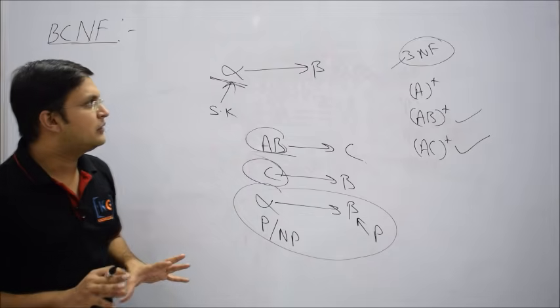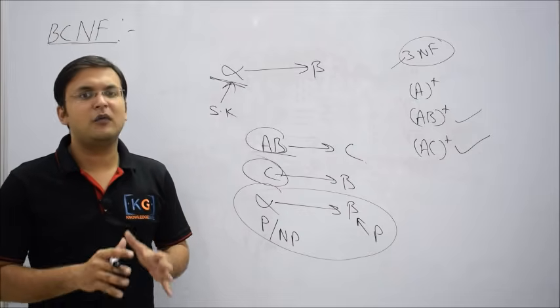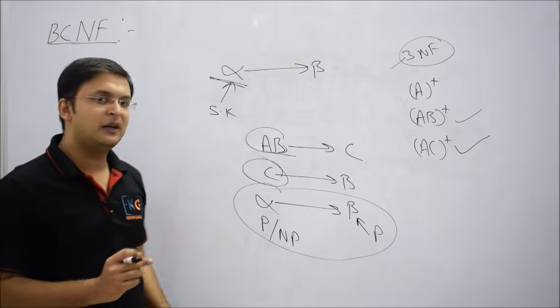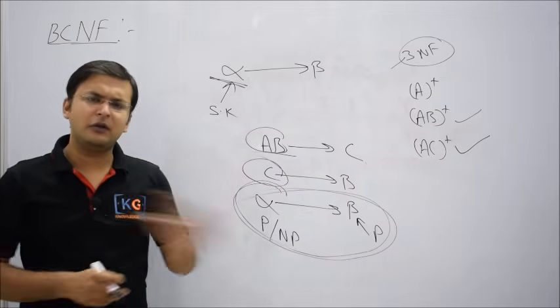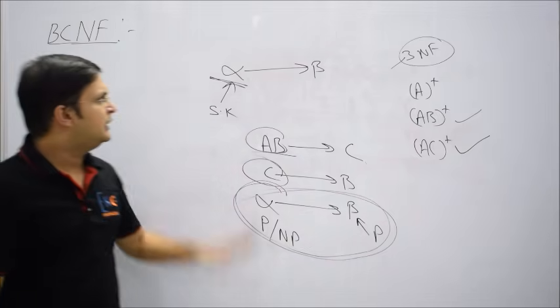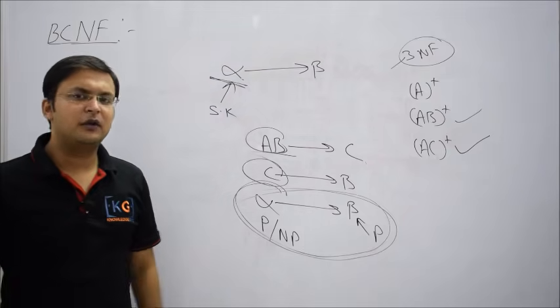Now you understand this logic, that it is possible that a table is in third normal form but not in BCNF like this, where you suffer from these kinds of problems. But BCNF eliminates all of them in a single go by saying what? If there's a dependency from alpha to beta, then only and only alpha must be a what? Super key.